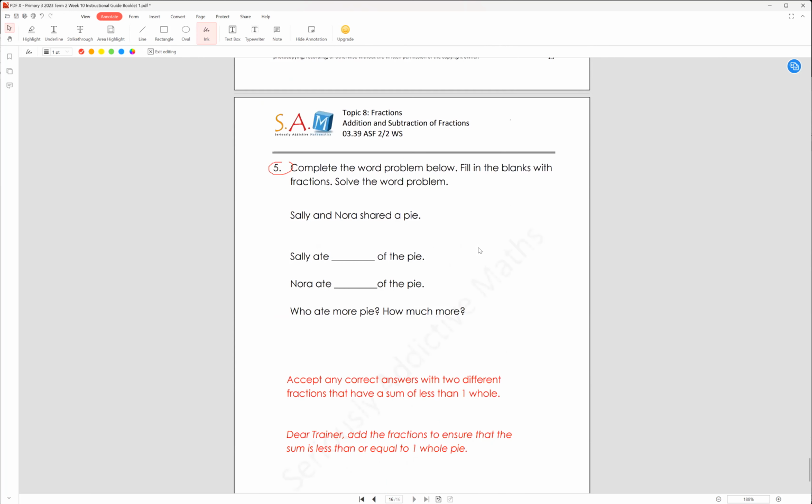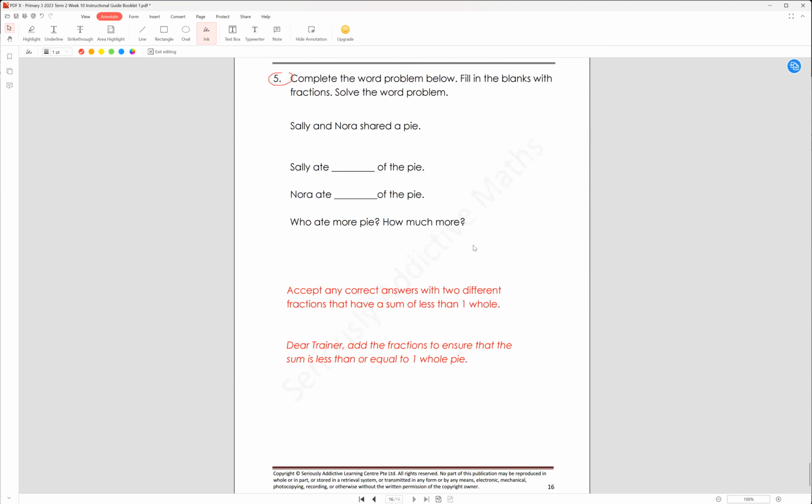This one is their own style. Who ate more pie? How much more? Two-step word problem. So obviously one of them must eat more, so it's up to them. Any random fraction they can do as long as it's a proper fraction, because they only know proper fractions now. So this can be 2 out of 9, for example.